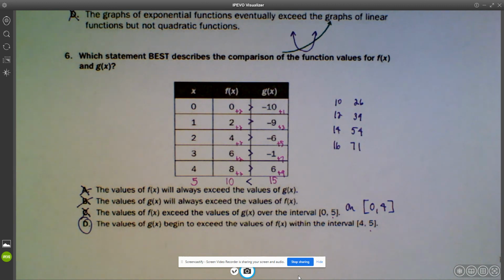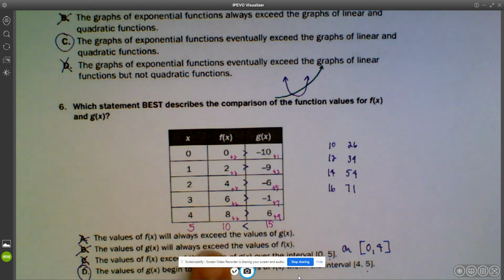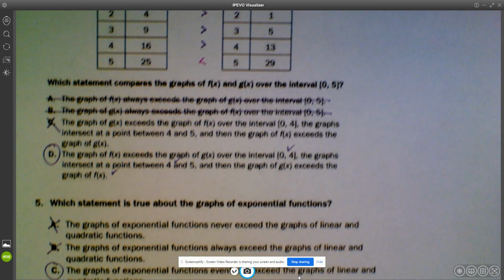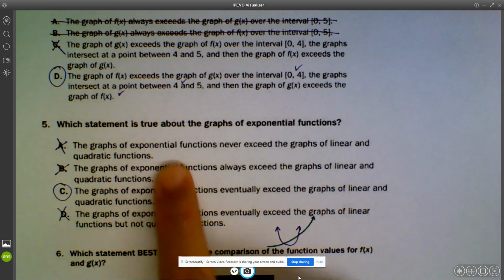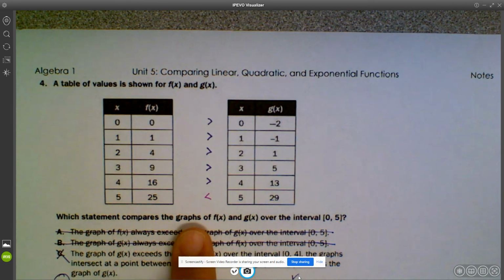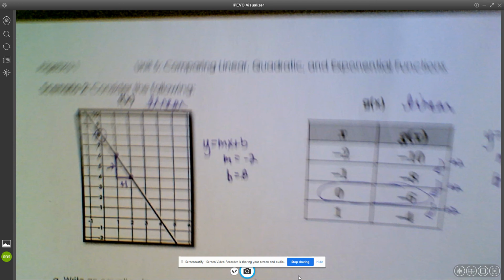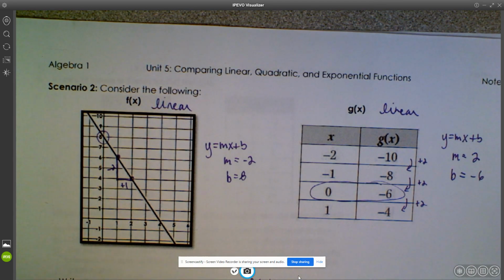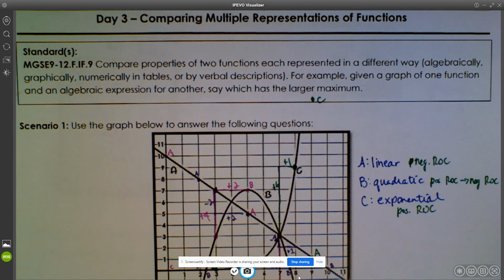So that's how we compare. We can compare values in tables and we can compare their behavior. We can look at what happens or draw conclusions about graphs. If we have information about a table, we can draw conclusions about graphs. And that goes back to graphs and tables. And that goes back to comparing functions. And that's what this lesson was all about.